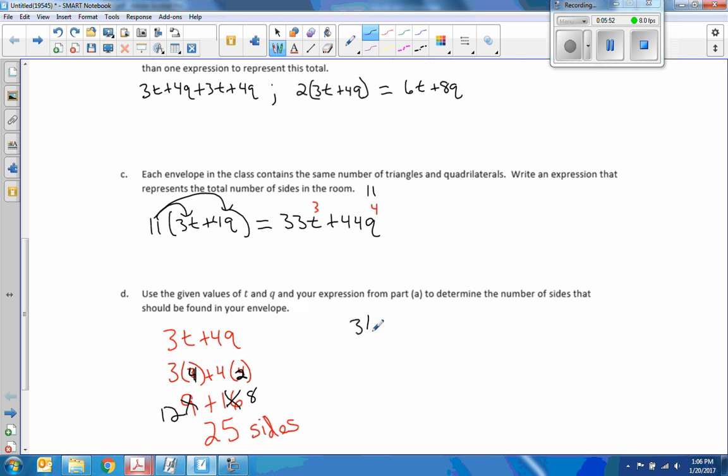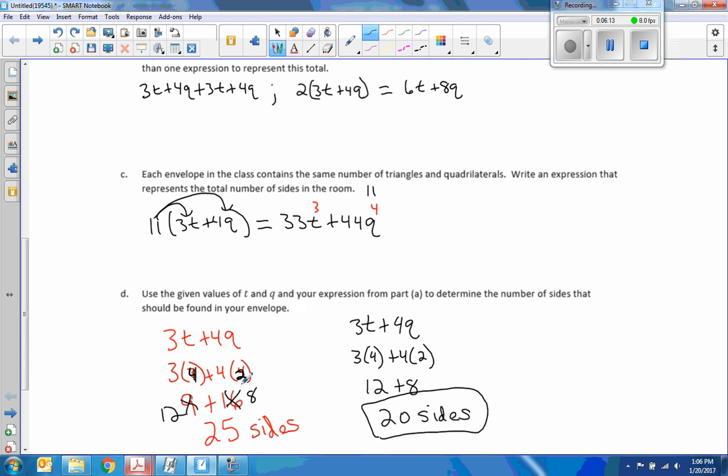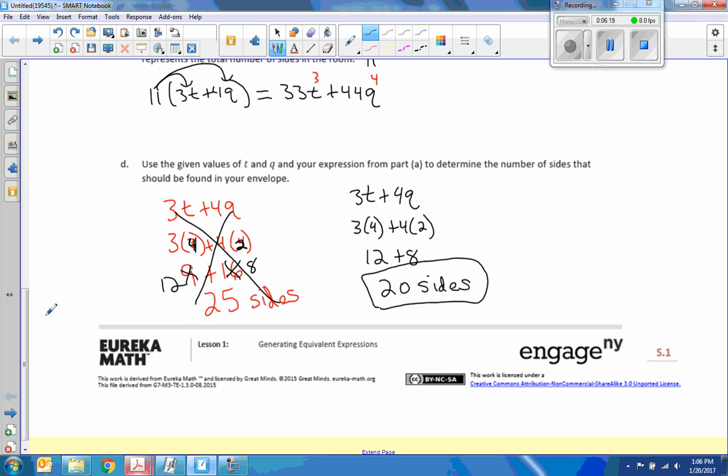Let's do this again. 3t plus 4q. I gave you 4 triangles, and I gave you 2 quadrilaterals in every folder. So that's a total of 12 sides from the triangles, and a total of 8 sides from the quadrilaterals, totaling 20 sides. So this is the correct answer. Okay? There's other ways we can do it. We could have done it such as, no, I guess that's the only way for that.